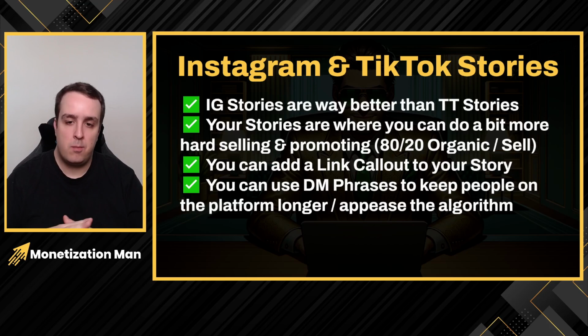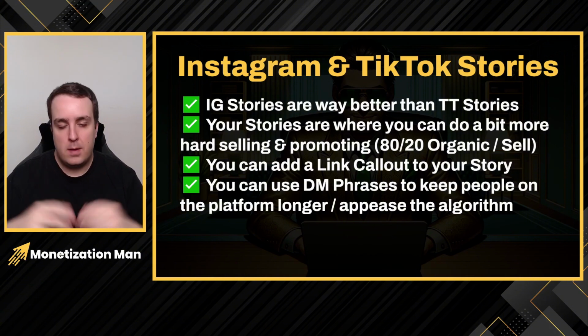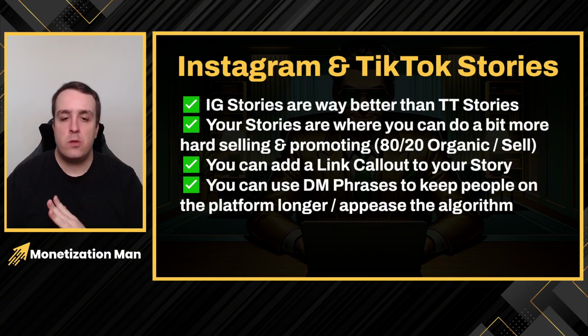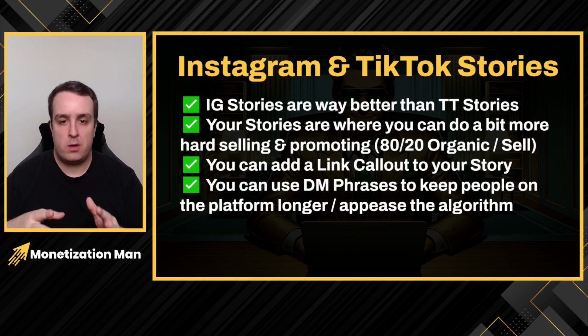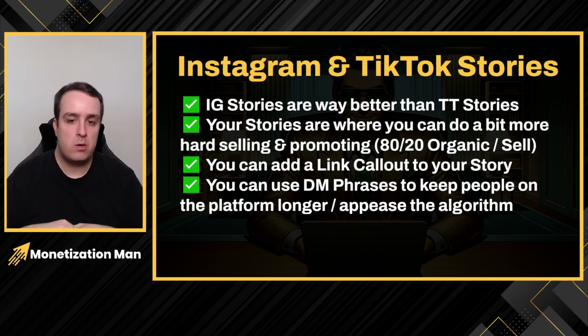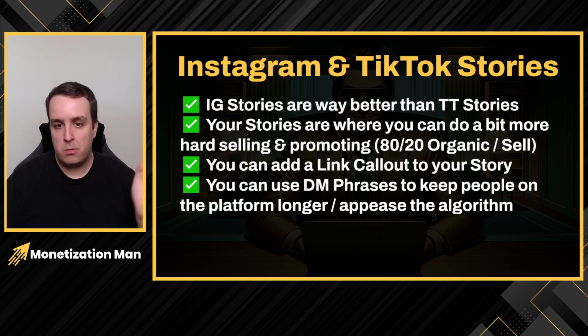So you can use DM phrases to keep people on Instagram longer and appease the Instagram algorithm. Basically, in your stories, tell them to DM you the word monetize to get a free ebook or what have you. And then that way they go from your story to your inbox, they interact with you in your inbox, they get a link from you, they click on it from there. So they stayed on the platform a little longer, and that story is going to get pushed further than a story with a link call out would, that pushes people directly off the platform right away.